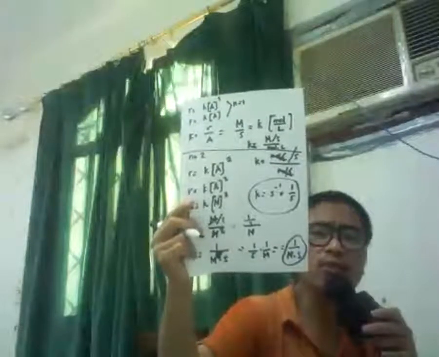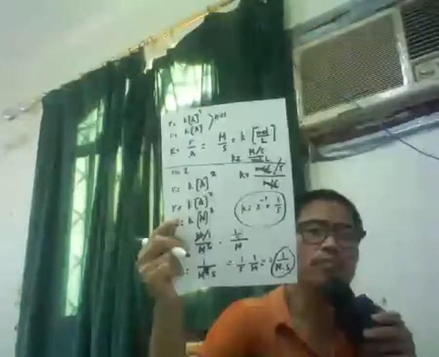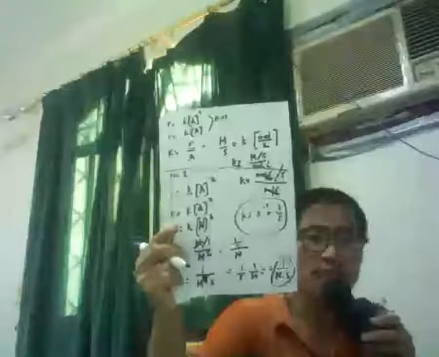If you want to put that in the numerator, it will be transposed, as in algebra. It depends on your style, but it's just the same. So we have done only the rate law.